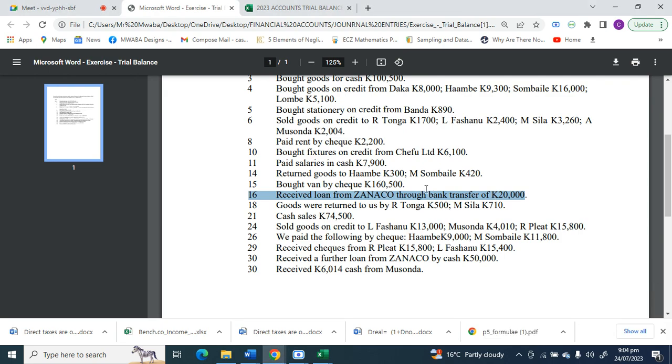So we'll debit our bank account 20,000. We've received money, an increase in our asset, 20,000. Then credit Zanaco. We've acquired a new payable or a new liability. All right. So you credit Zanaco 20,000.